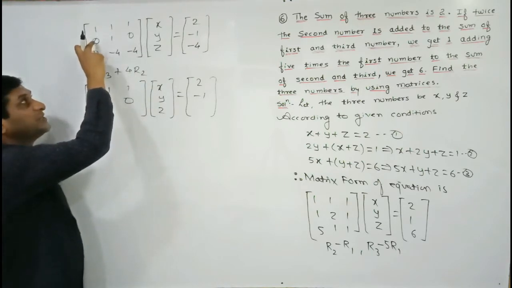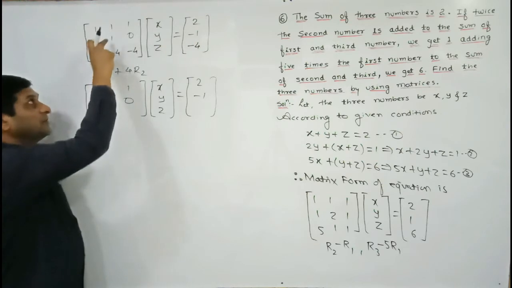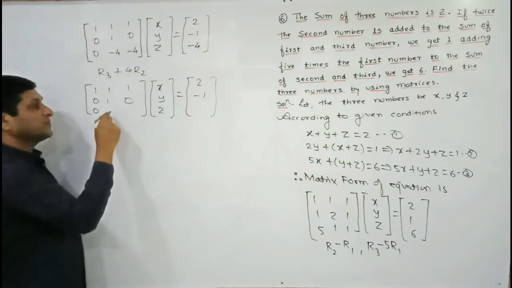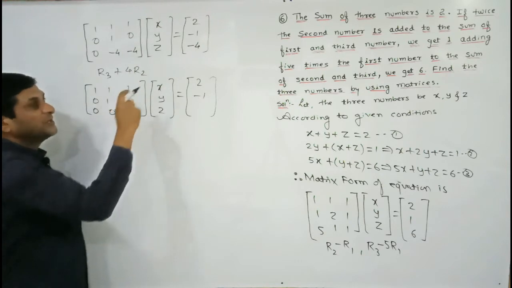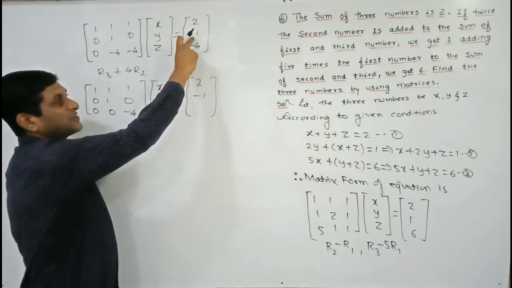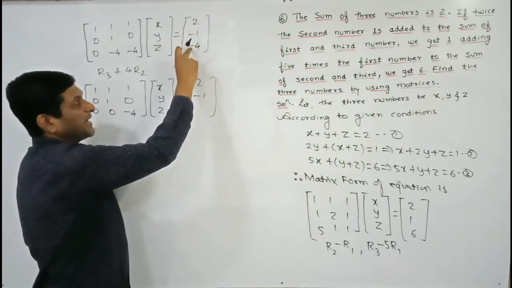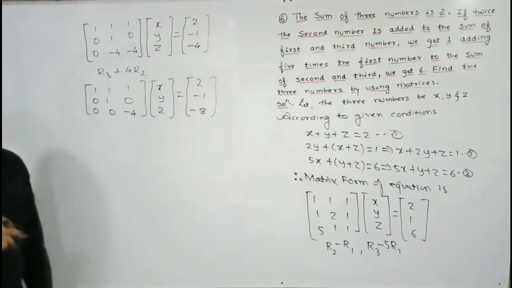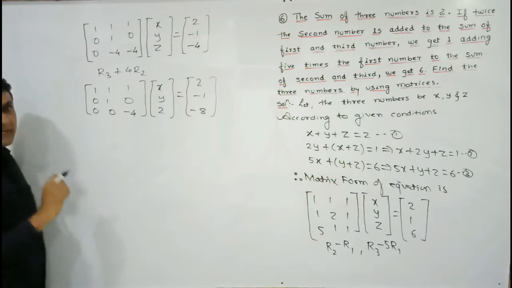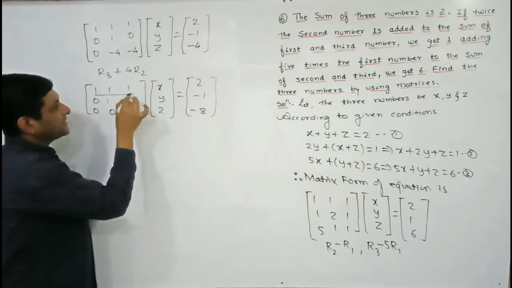So 0 into 4 is 0, 0 plus 0 is 0. 1 into 4 is 4, 4 minus 4 is 0. 0 into 4 is 0, 0 minus 4 is minus 4. Again here 4 into minus 1 is minus 4, minus 4 minus 4 will become minus 8. So here we can observe that this first matrix becomes what? Upper triangular matrix.